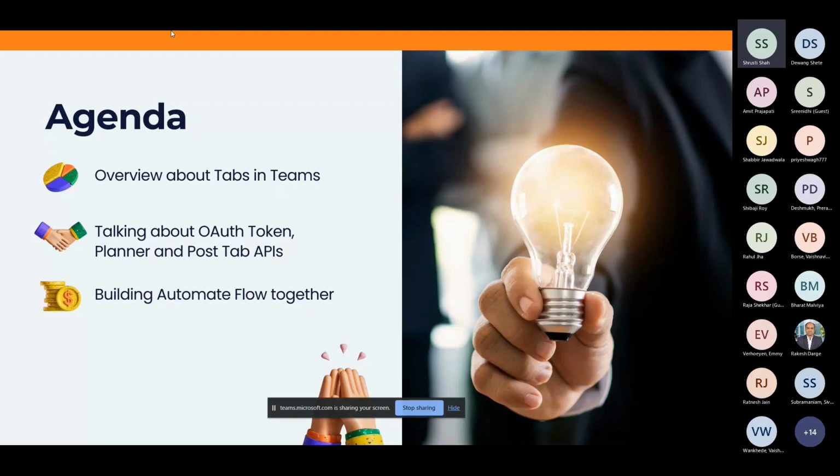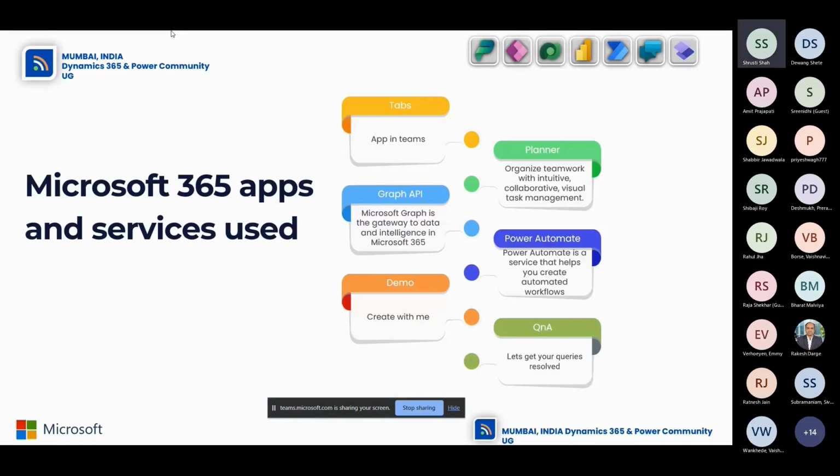And yeah, we will take all those steps, all these prerequisite components, and we'll build a flow together. So this is today's plan and agenda. Okay, so I talked about Planner, I talked about Power Automate and Graph API. So that is what I've noted down here: what all apps and services I'm going to talk about and which are used for this particular end-to-end scenario.